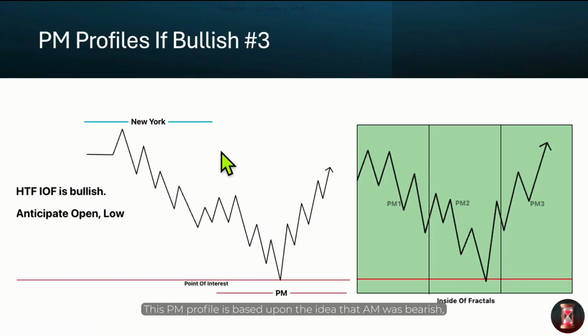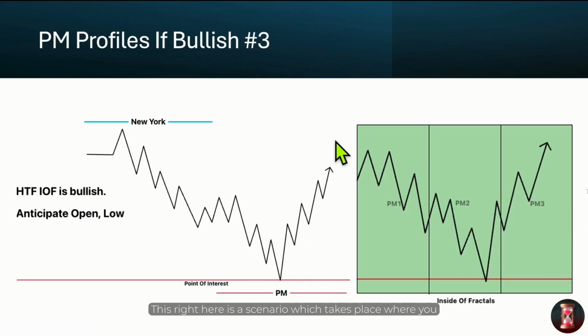This PM profile is based upon the idea that AM was bearish, but that New York PM will reverse and draw towards buy side liquidity. What you can see is that during the New York morning session, the market expands towards the downside. Notice, however, that it stopped in advance of our point of interest, right here, this red line. Therefore, we can anticipate that PM will open low. It will open, drop lower, taking out the AM session low, reaching our point of interest, and when that occurs at the right time, we can anticipate a reversal for the market to begin expanding towards the upside.